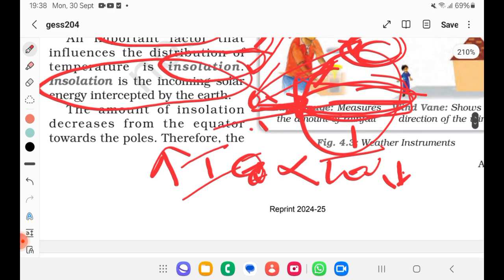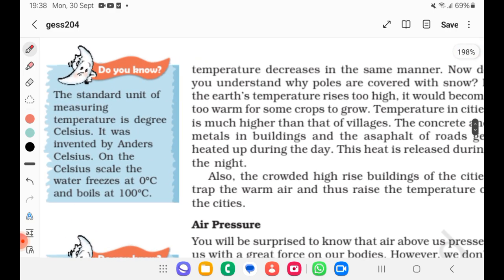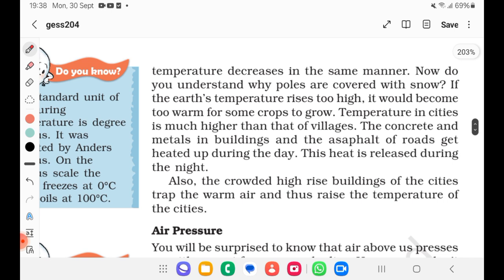So the amount of insolation decreases from the equator towards the pole. Therefore, the temperature decreases in the same manner. Now, do you understand why poles are covered with the snow? So that is the reason, right? If the earth's temperature rises too high, it would become too warm for some crops to grow. Temperature in cities is much higher than that of villages.